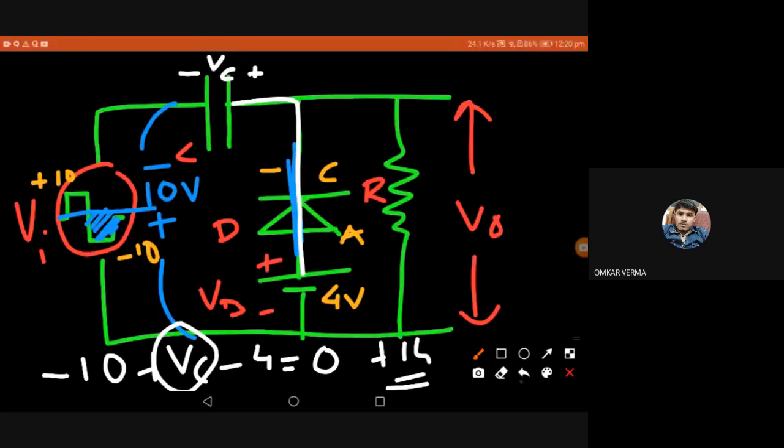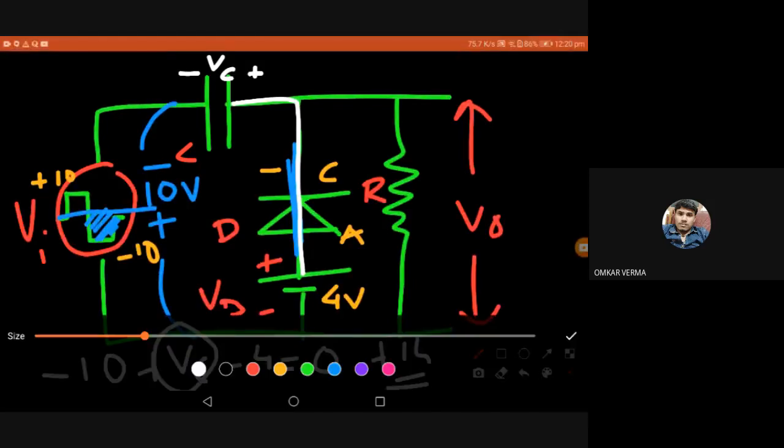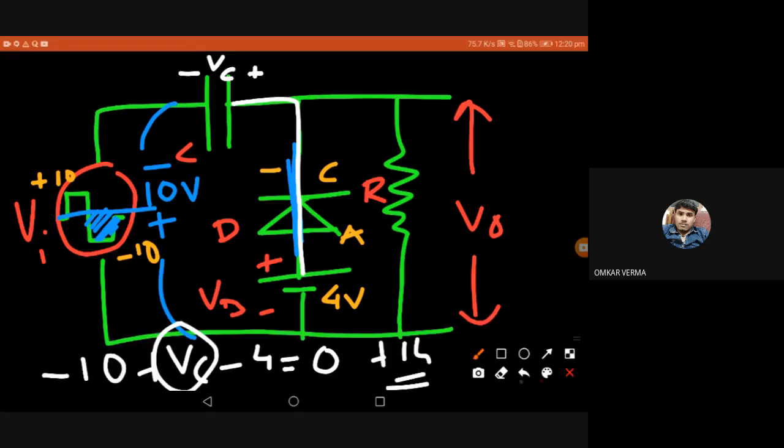Now we have calculated VC. Now what is the output here? Just remember what the output is at this point. Your diode is short circuited, so the output is getting VB only. That means plus 4 at this point. Is it clear?